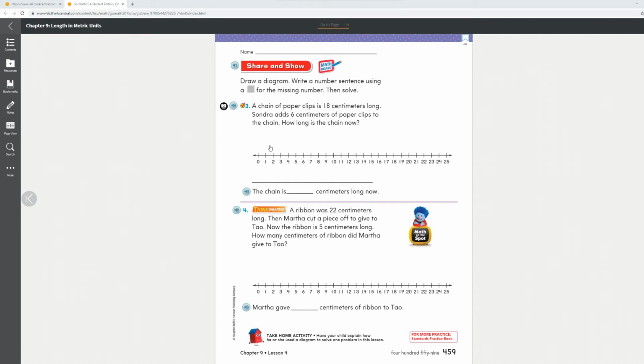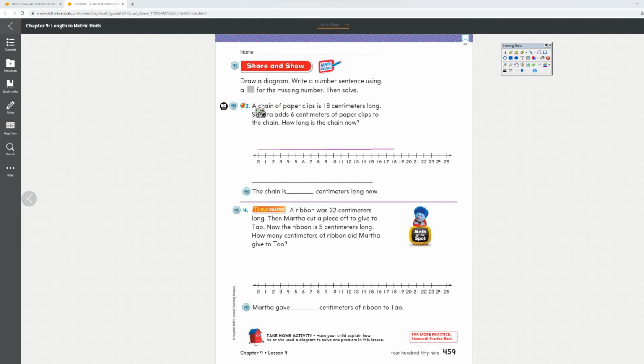So for number 3, a chain of paper clips is 18 centimeters long. Sandra adds 6 centimeters of paper clips to the chain. How long is the chain now? So let's start working on that problem. First thing we need to do is draw a line for the chain of paper clips, which is 18 centimeters long. So we start at 0 and draw it all the way to 18 centimeters long.